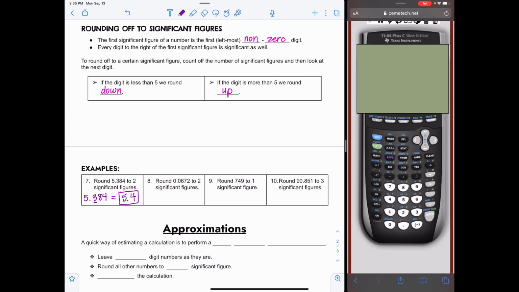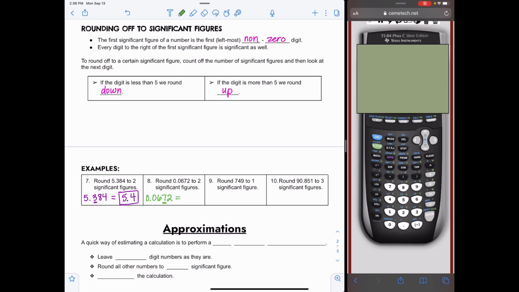Number 8, it says round 0.0672 to 2 significant figures. So if I want to do that, I'm going to rewrite 0.0672. The first significant figure is the first number that you see that is not 0. So 6 is my first significant figure. And if I want to round to the second significant figure, I need to round to where that 7 is.